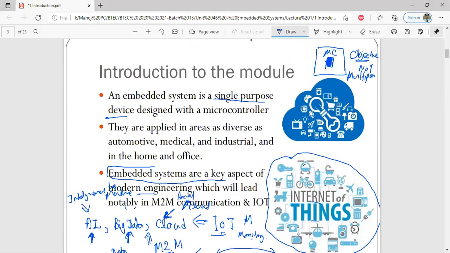In this one, you need to read a lot of things, right? You have to research how these embedded systems affect the present and the future by taking all aspects into account, like AI, big data, cloud, IoT, machine to machine communication, all sorts of things you have to take into account.